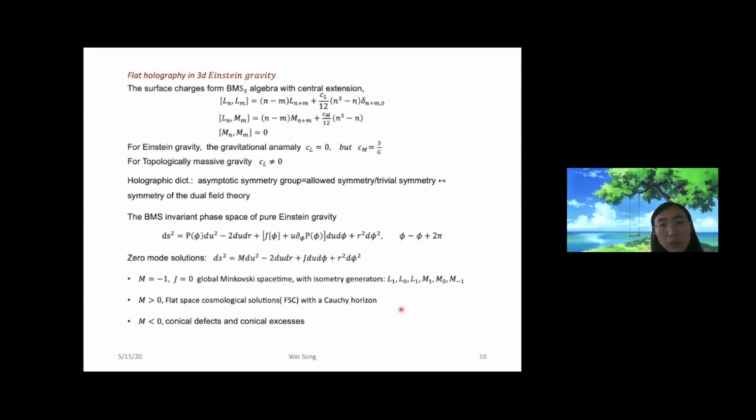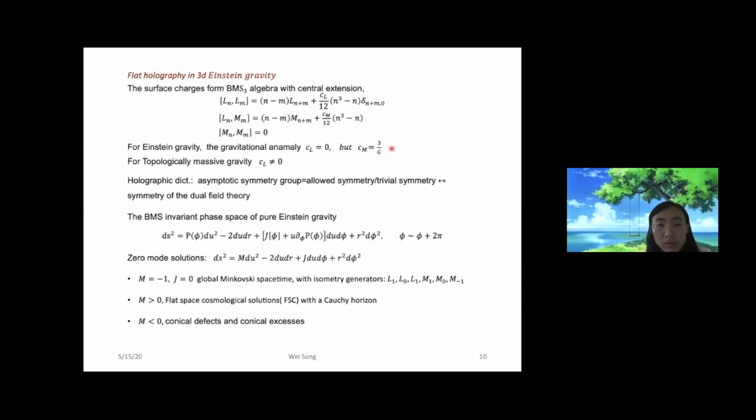And here is the BMS algebra. L and M don't commute with each other, and M's commute with each other. In general, there could be two possible central terms. One is the Virasoro central term, and in addition there is a central term in the commutator of L and M, this CM. If you do the calculation in Einstein gravity, we always find that the Virasoro central charge is 0, but there is a non-trivial central term between the L's and M's, and CM is given by Newton's constant.